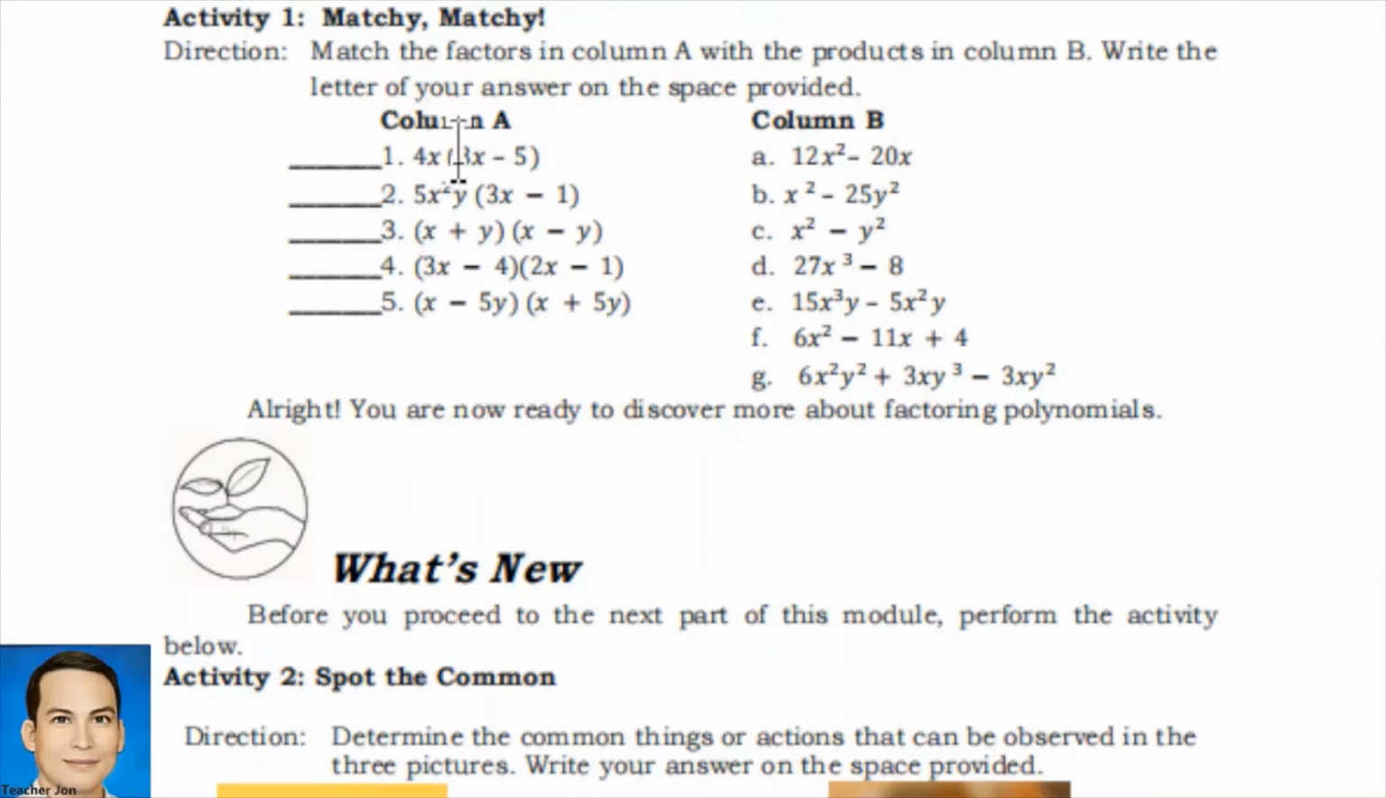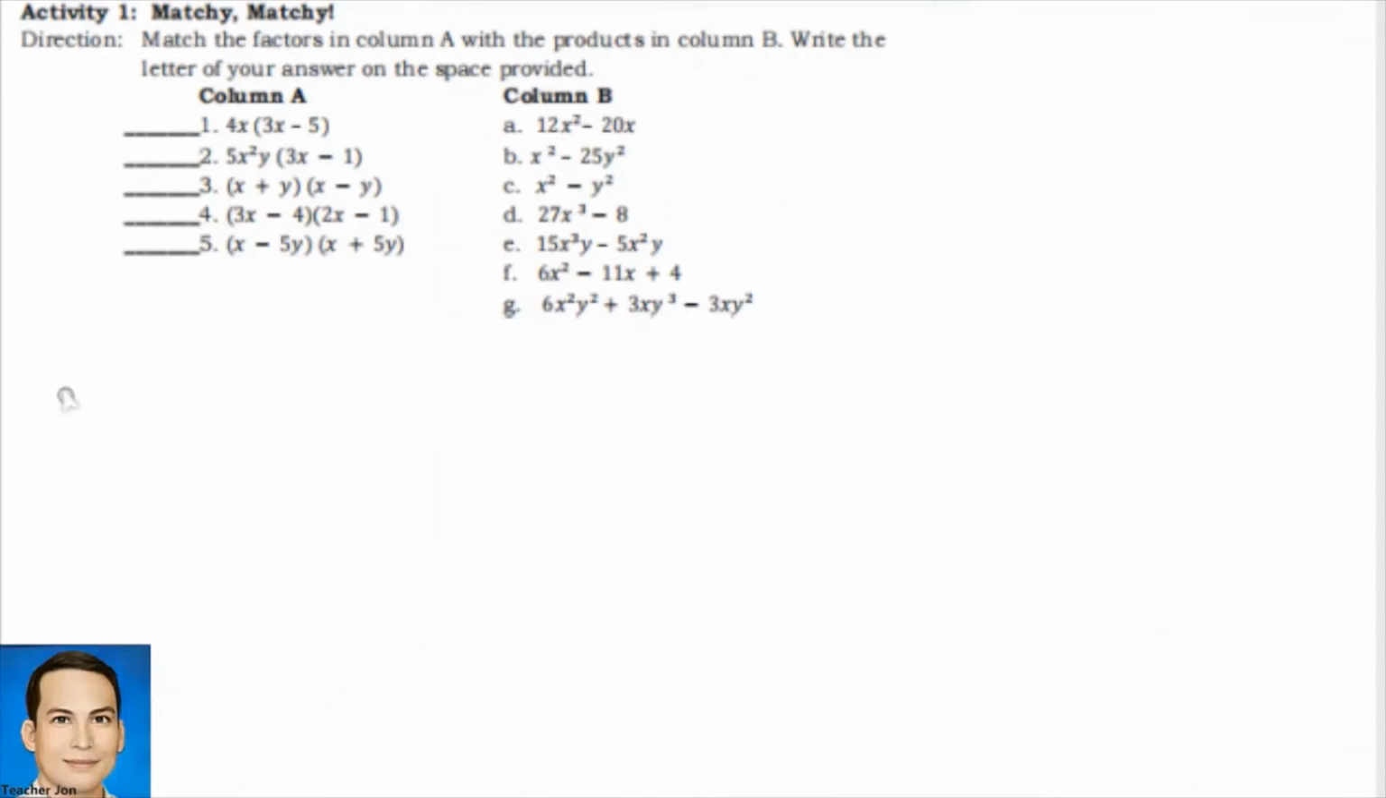I'll show you how to manipulate or solve these algebraic expressions. So let's start from number 1. For number 1, we have here 4x times the binomial, which is the quantity 3x minus 5.